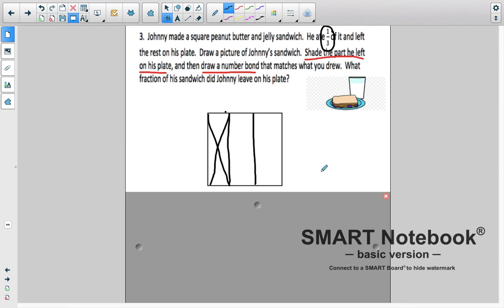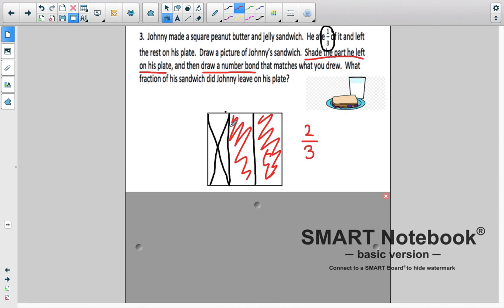Now it says shade the part he left on his plate. So he shaded this part and this part. So what is the fraction that he left on his plate? Well, we have 1 part shaded and 2 parts shaded, so that's 2. And then how many equal pieces was there of a sandwich? 1, 2, 3. So he left 2/3 of his sandwich on his plate, and he ate 1/3. That's the one that I put an X in.